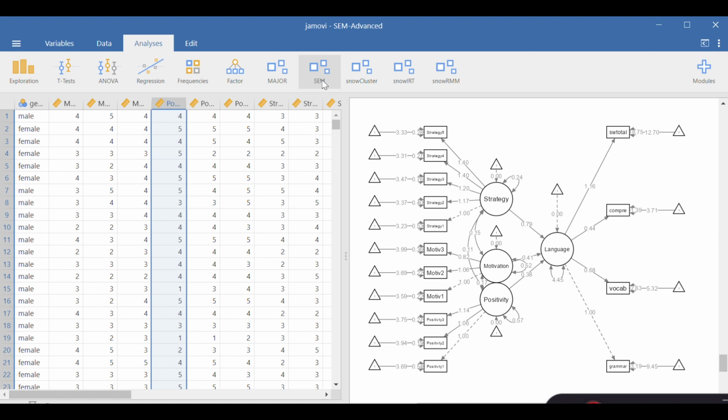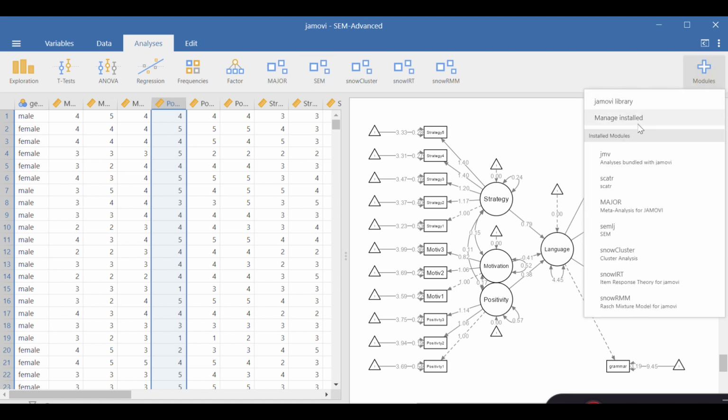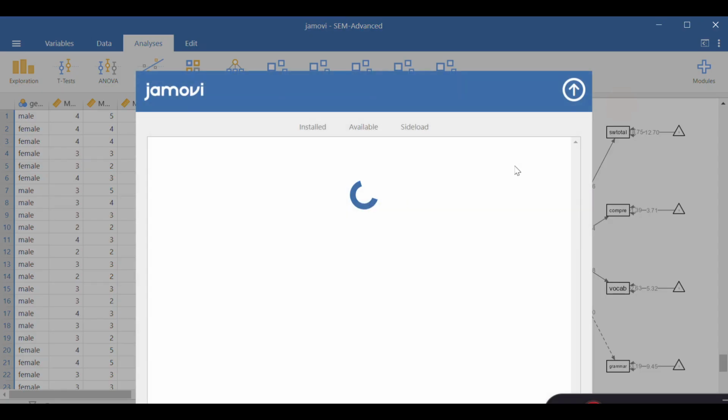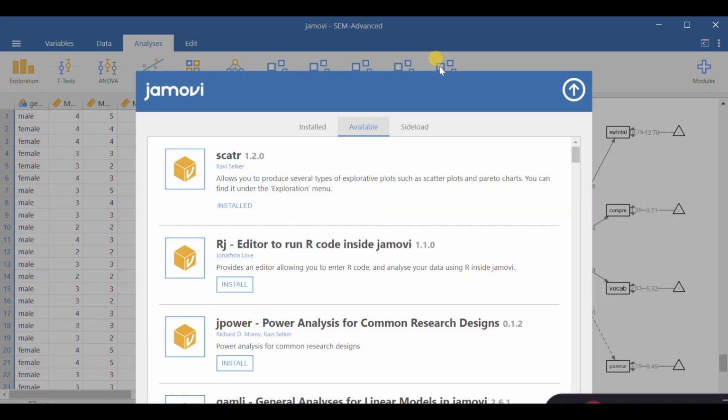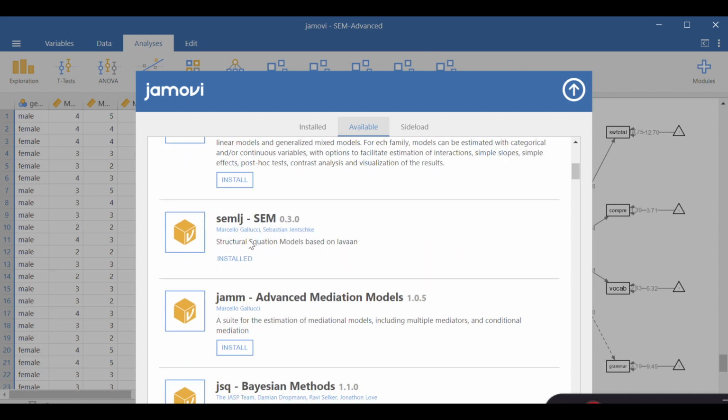If you do not have SEM in this toolbar, what you need to do is to go to modules and then click on Jamovi library. And under Jamovi library, you should be able to find SEM under available. And just scroll down. This is here, actually. Since I've already installed it, you see the word installed.